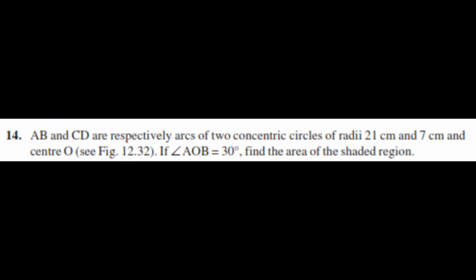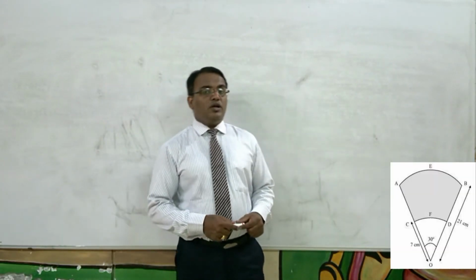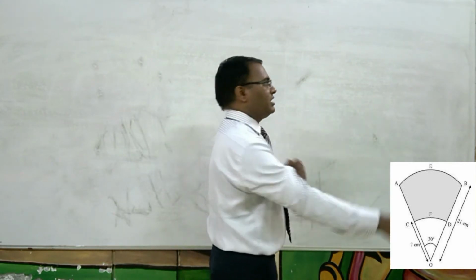AB and CD are respectively arcs of two concentric circles of radii 21 centimeter and 7 centimeter and center O. If angle AOB is equal to 30 degree, find the area of the shaded region. Now let's see the sum number 14.